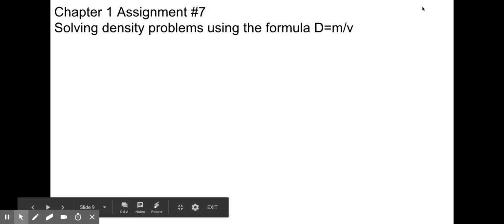Chapter 1, Assignment Number 7, Take 352,000. My equipment has not been cooperating today. Hopefully things go well this 4,000th time I've tried it.